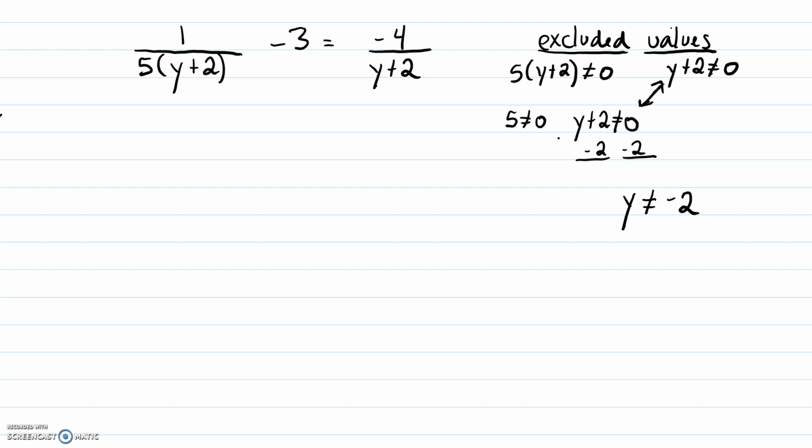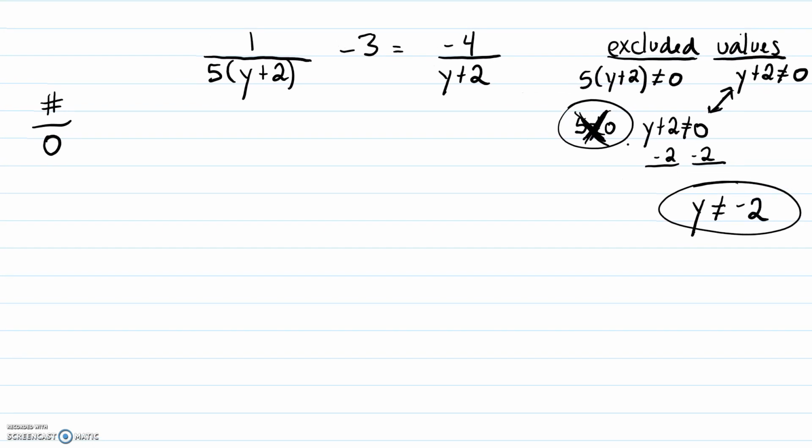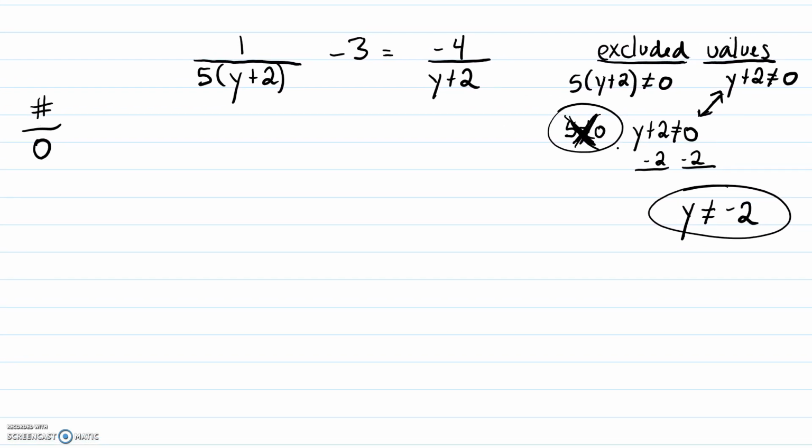Whenever we solve this, if we get an answer of negative 2, we cannot use it. Alright, let's go back up here. 5 does not equal 0, so we don't even have a variable to solve for in this equation. If you don't have a variable to solve for, just ignore it. Okay, so our excluded value is negative 2. We're going to check that with our answer, and if we get an answer of negative 2, we cannot use it. It's an excluded value.